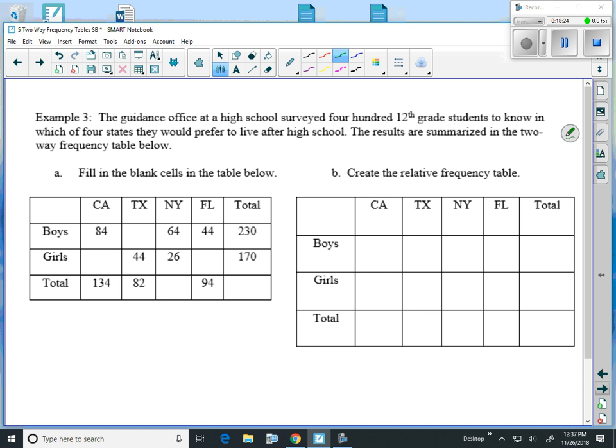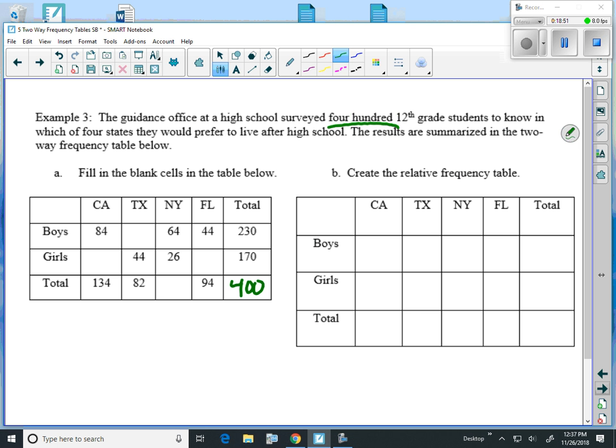So we need to fill in our boxes here. What's our total? 400. That was said up here. Okay, 400 12th grade students. If we look at this number, how are we going to get this number? You have to add them. Yeah, we can add them this way, or we can use these. It doesn't matter how you do it, okay? I think it's probably easier to add down.